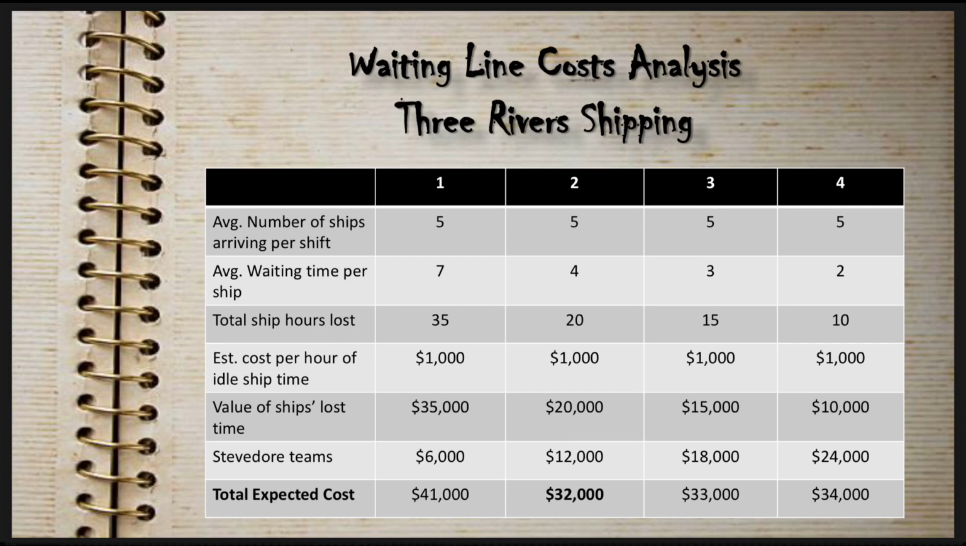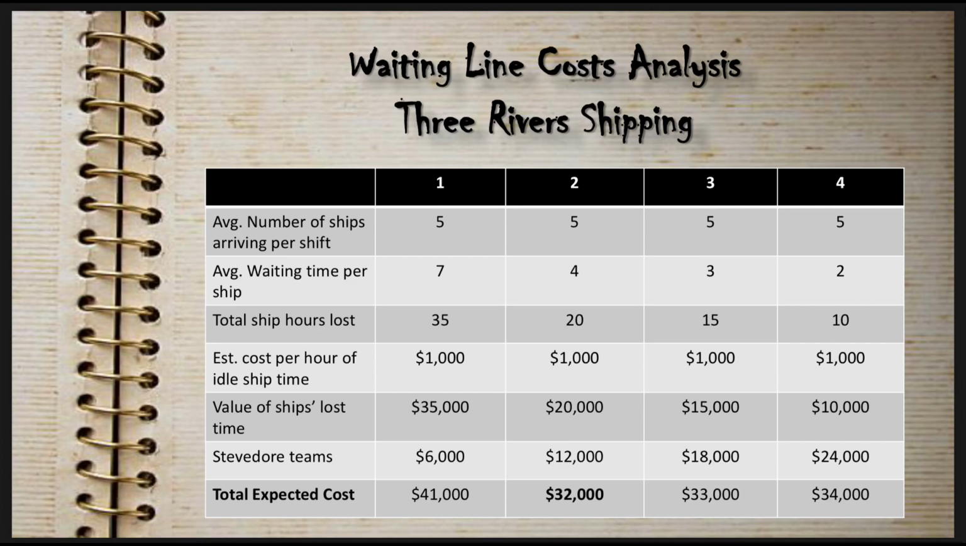So now, proceed tayo dyan sa pangatlo, yung total ship hours lost. If you guys can notice, meron 35, 20, 15, and 10. Paano nga ba yung nakuha sila? Madali lang. It's very simple. Yung average number of ships arriving per shift, let's just multiply it dyan sa average waiting time per ship. Take for example dyan sa first column, yung 5 and 7. Let's just multiply it. 5 multiplied by 7 is equals to 35.